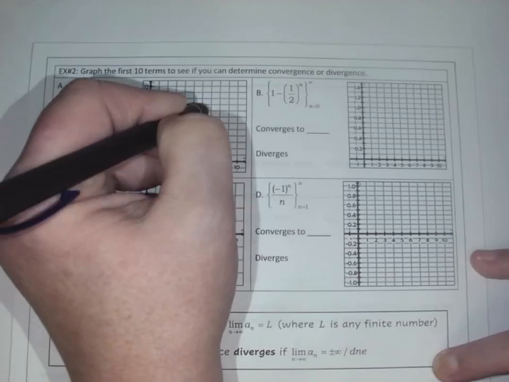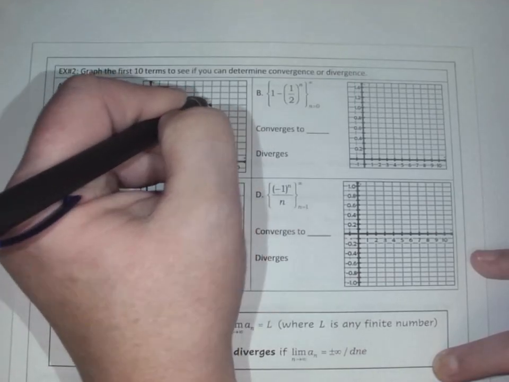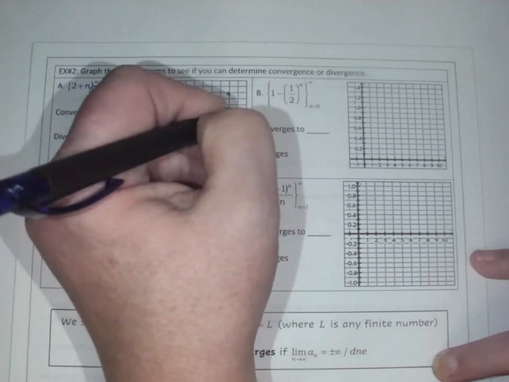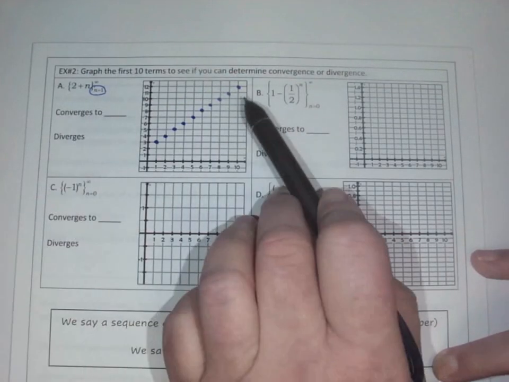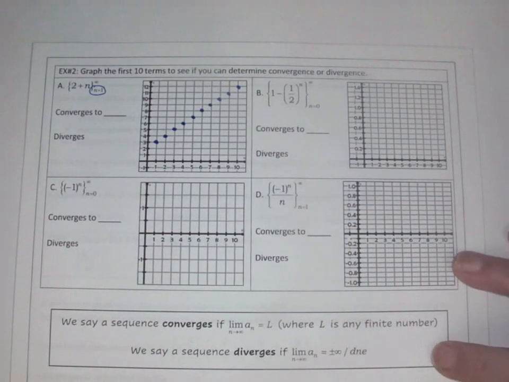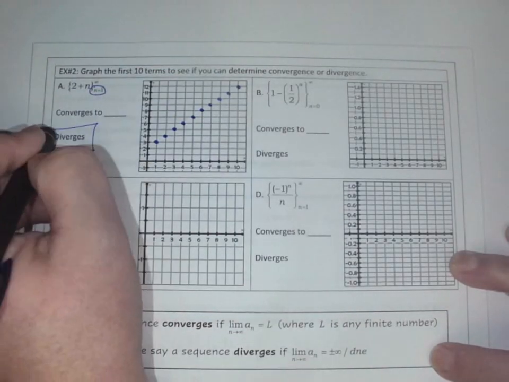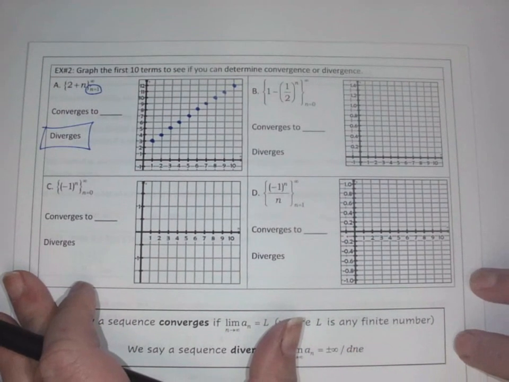2 plus 7 is 9, 2 plus 8 is 10, 2 plus 9 is 11, and 2 plus 10 is 12. So here's what it all starts to look like, and obviously these are going off towards infinity, so we would say that this series, or this sequence, diverges.